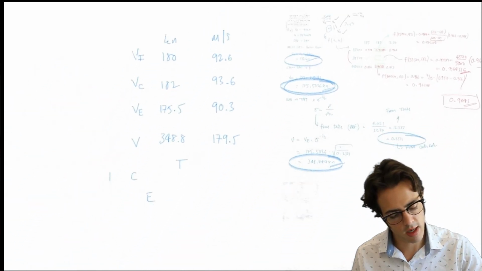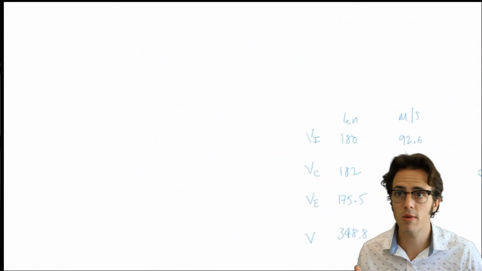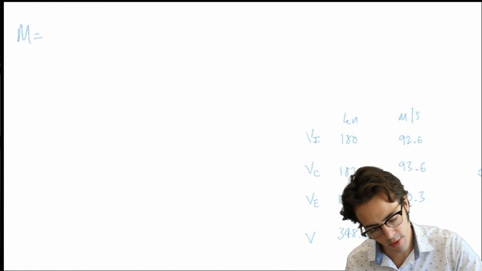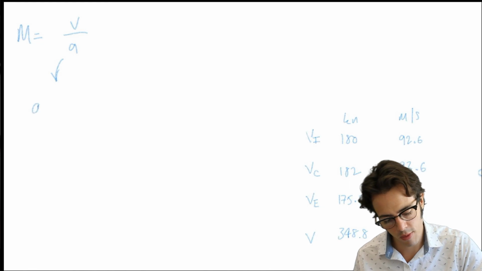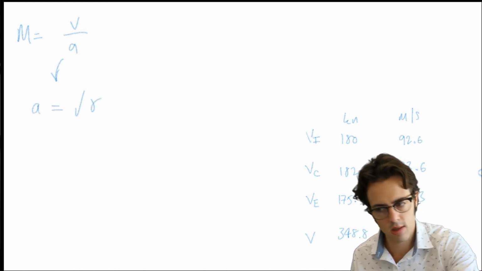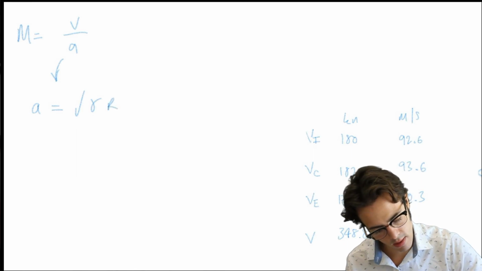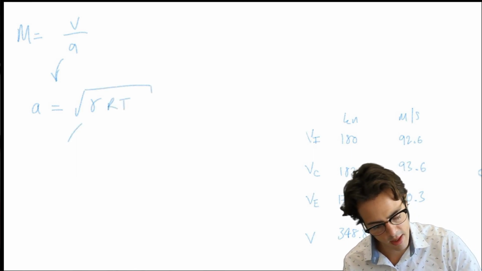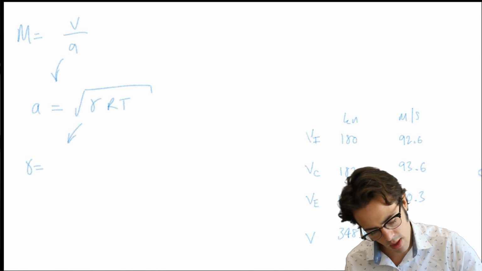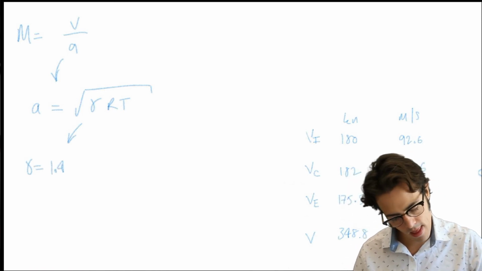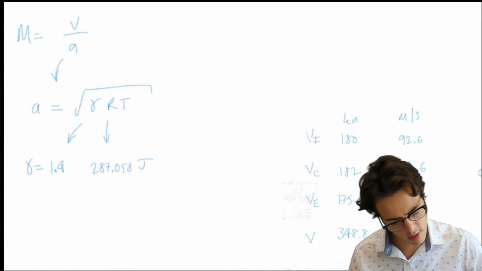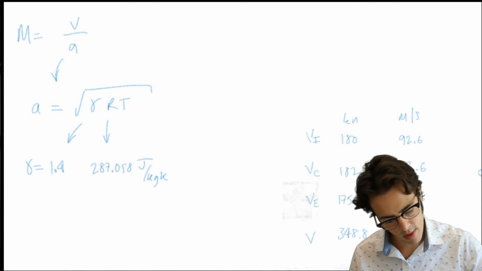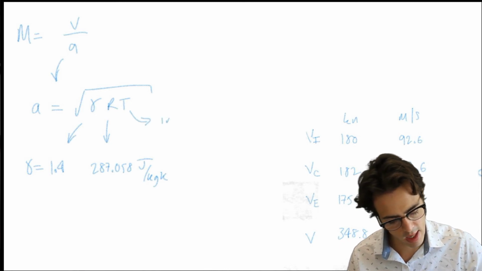So Mach number, we should be happy with saying Mach number is equal to whatever velocity we've got divided by the local speed of sound. Local speed of sound is given by the square root of gamma multiplied by RT. Gamma is the ratio of specific heats. Gamma is equal to 1.4 for dry air. R is equal to 287.058, I can never remember the decimals on this, and the units for that are joules per kilogram Kelvin. And then temperature, this has got to be in Kelvin.